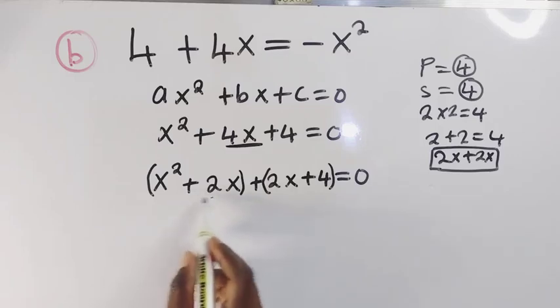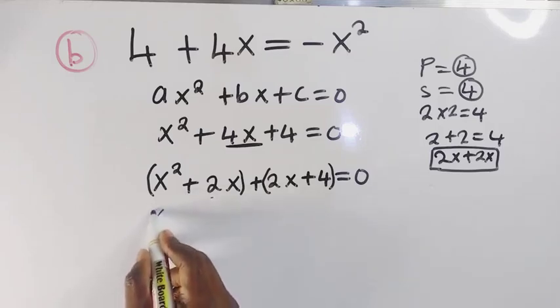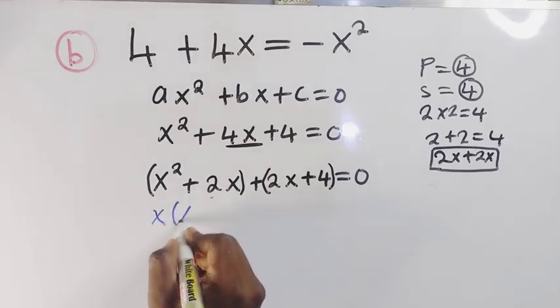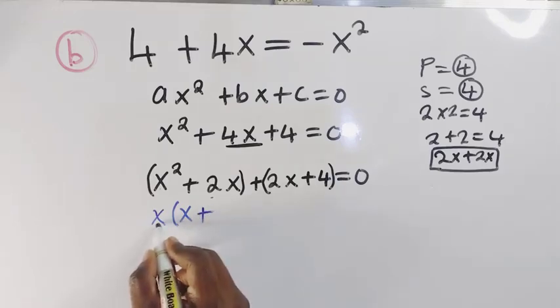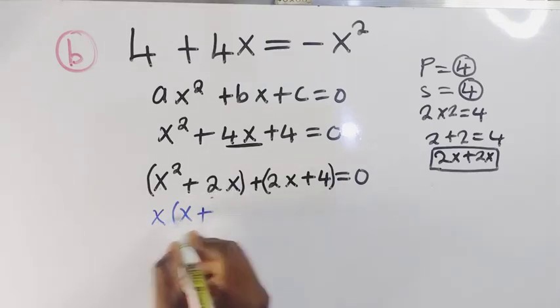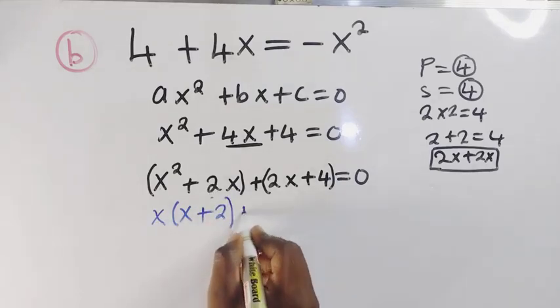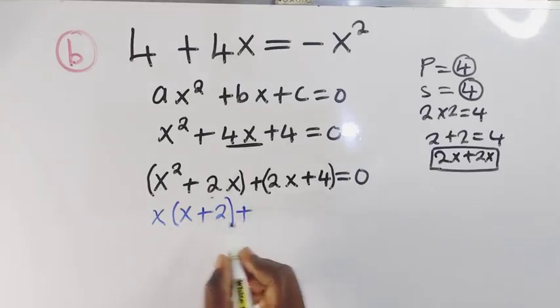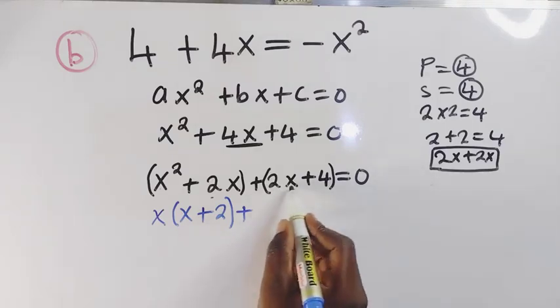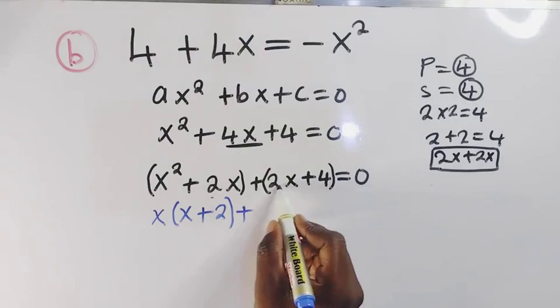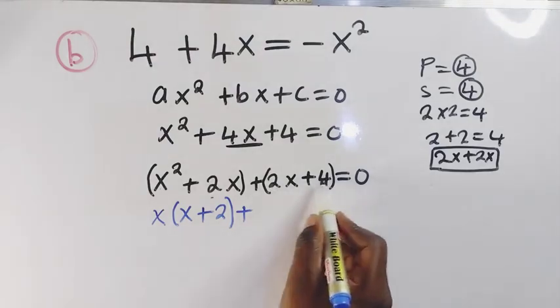In the first bracket here, what is common? It's x. So you write x, open bracket. x into x squared is just x, plus x into 2x, so this x and this x will cancel, remain with a 2. Whatever you have right here, even when you factor out this one, you're going to have the same. What is common here? We have 2x plus 4. So we have 2 and 4. The highest common factor of 2 and 4 is a 2.